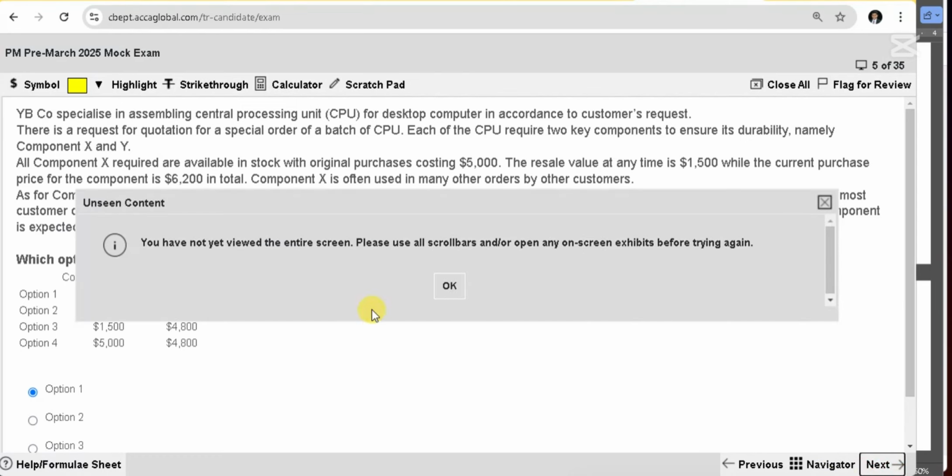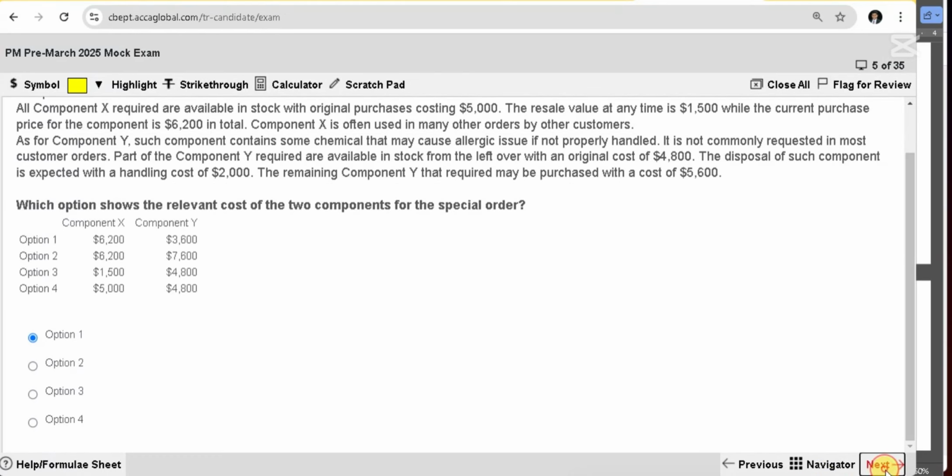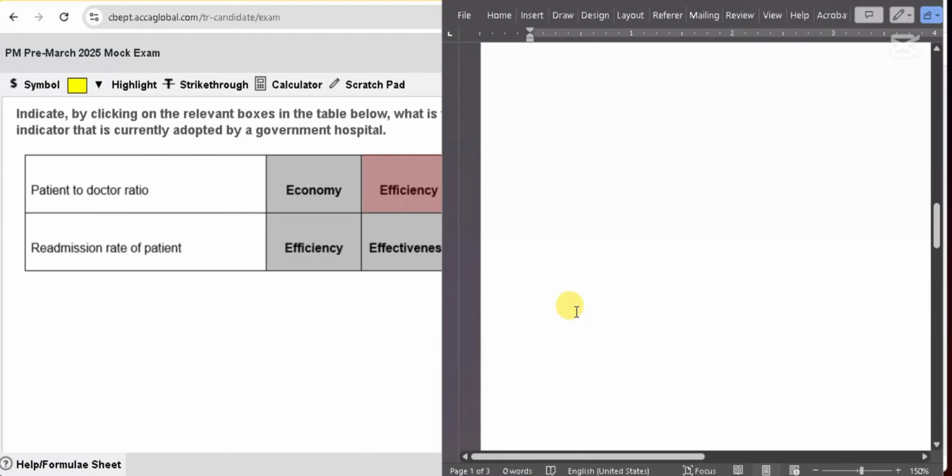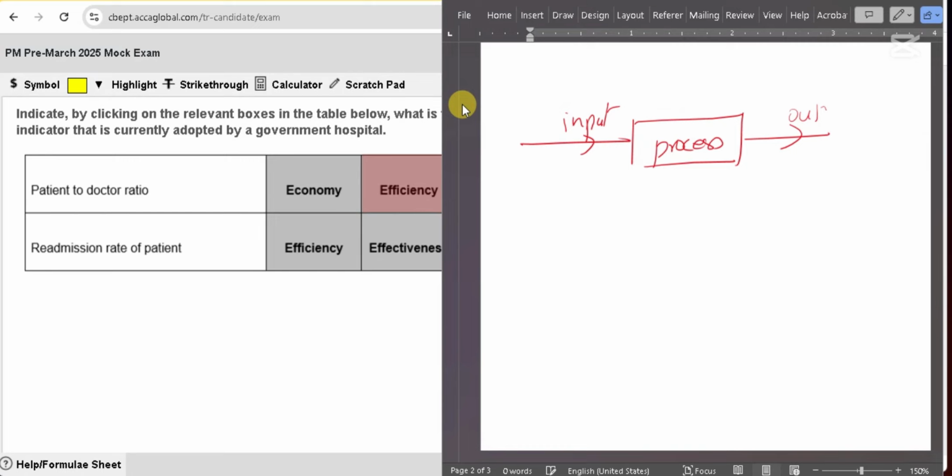Next. Indicate by clicking on the relevant boxes in the table below what is the performance that is measured by the following key performance indicator that is currently adopted by the government hospital. Patient to doctor ratio. So this is basically input output efficiency. You remember in the 3 E's: input, process, output.